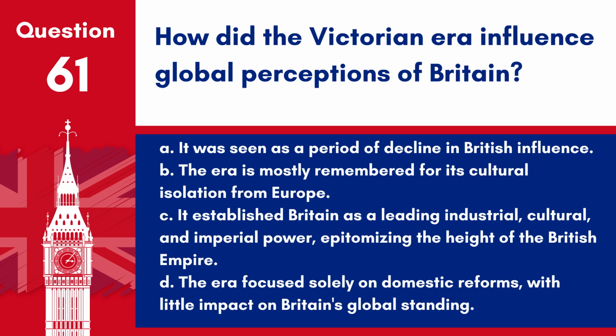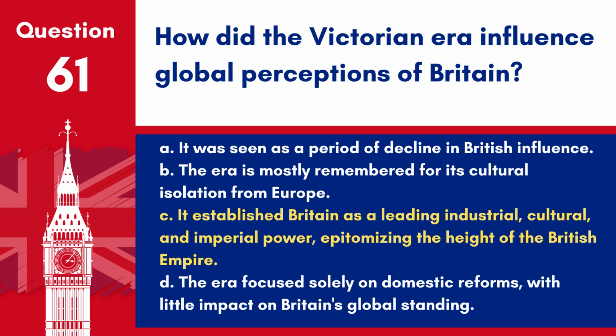Question 61. How did the Victorian era influence global perceptions of Britain? A. It was seen as a period of decline in British influence. B. The era is mostly remembered for its cultural isolation from Europe. C. It established Britain as a leading industrial, cultural, and imperial power, epitomizing the height of the British Empire. D. The era focused solely on domestic reforms, with little impact on Britain's global standing.